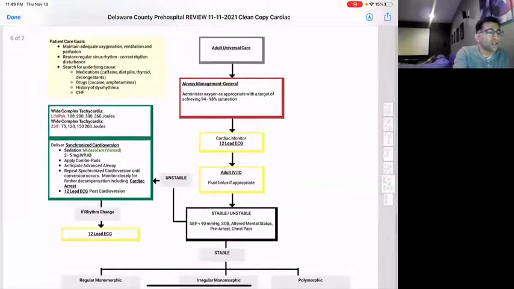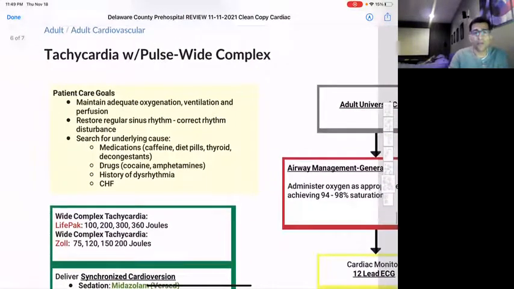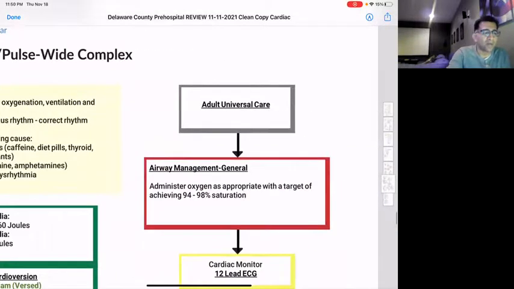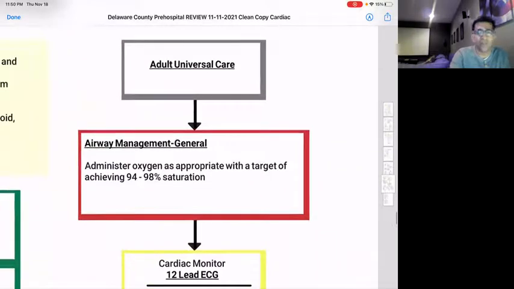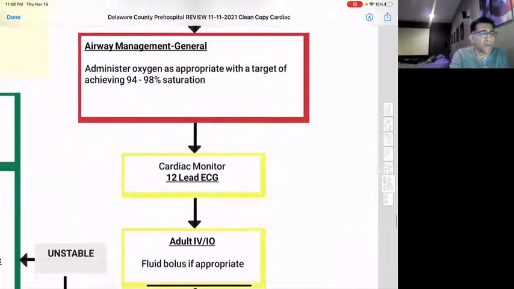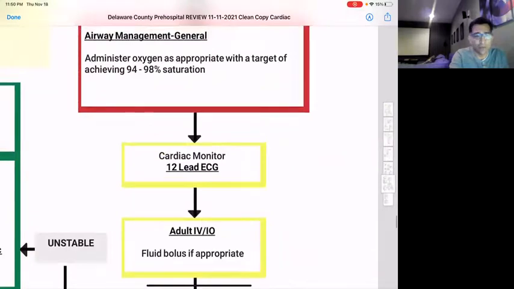Again, we focus on our patient care objective for this one, and we have adequate oxygenation, ventilation, and perfusion. We're going to restore, and hope to restore, our regular sinus rhythm and think about those underlying causes again. Again, we're focusing at the beginning of this on adult universal care, going through our airway management. Click that hyperlink if you need more information.